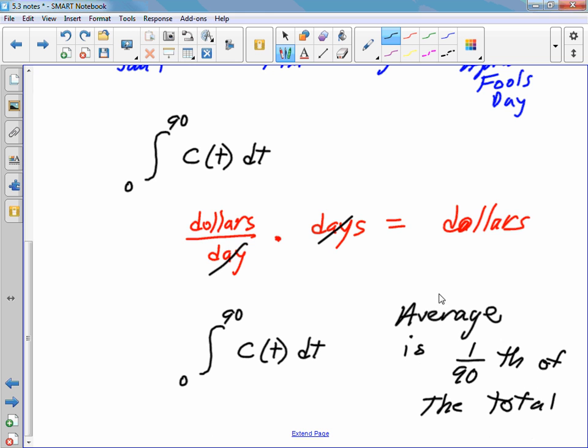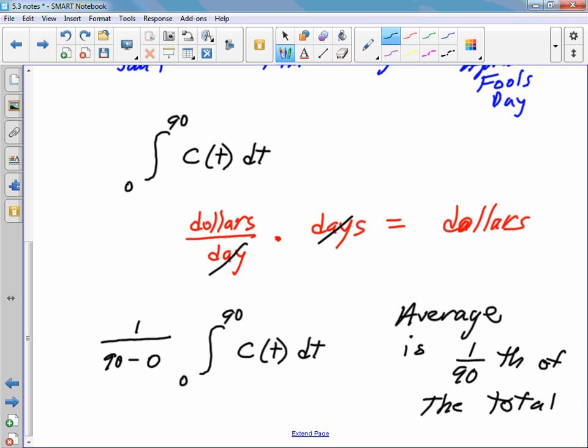And I think the book kind of glossed over this because they wrote it like this: 1 over 90 minus 0. And you can generalize that and say 1 over b minus a. Okay, that would give you the average of anything, which is pretty powerful.